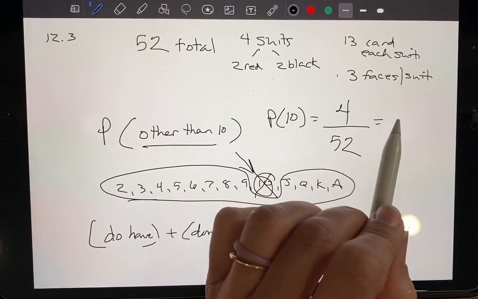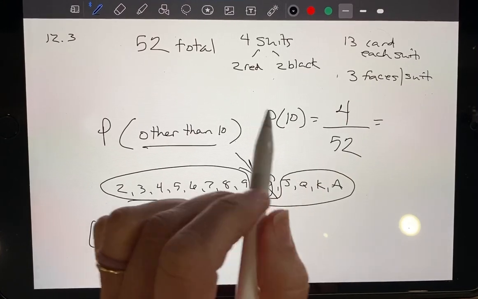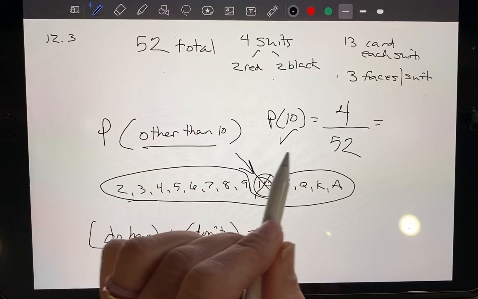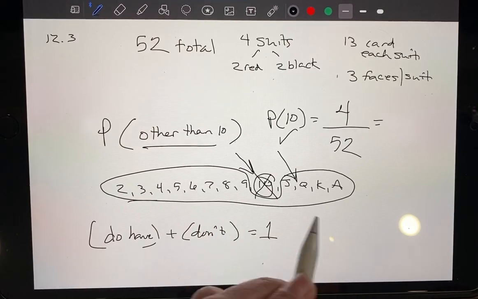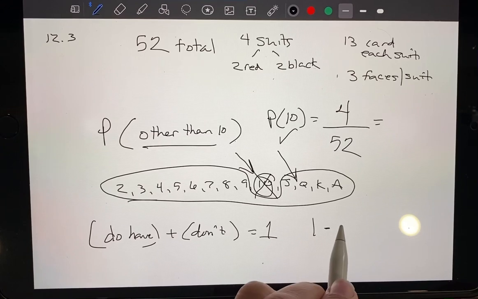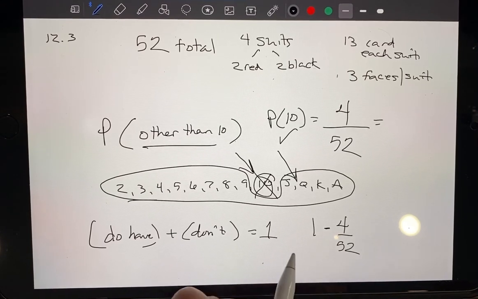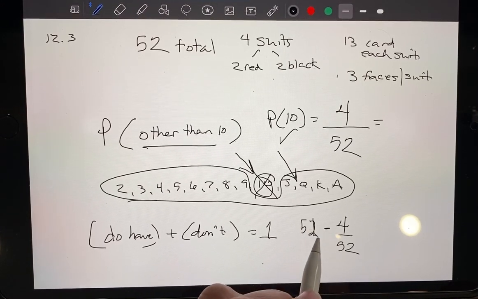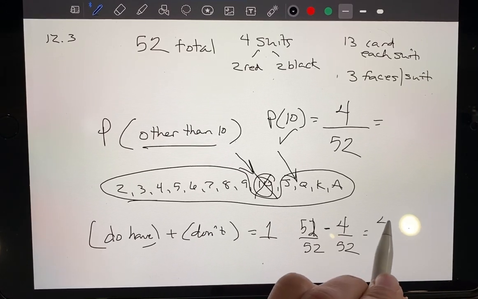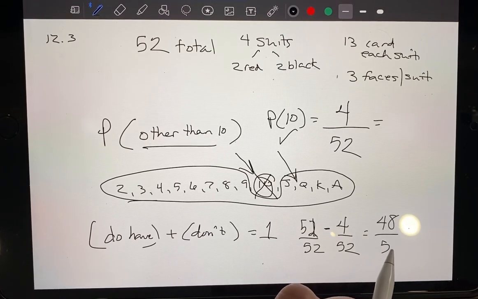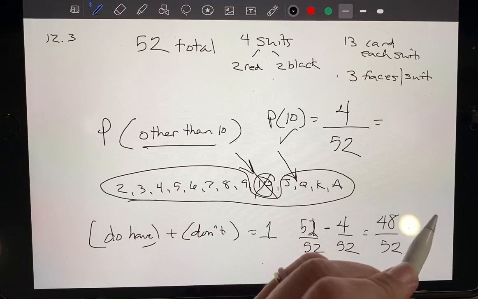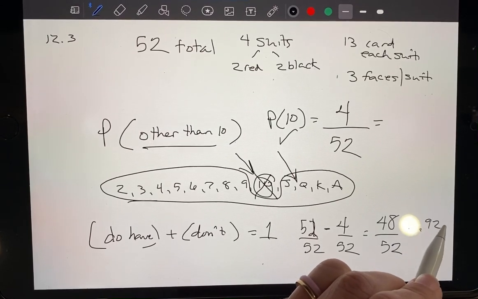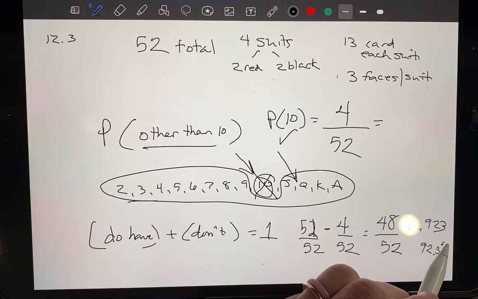So then when we find this, we're going to say this is the probability of drawing a 10, but they didn't ask me for that. They want the probability of not drawing a 10. So we're going to take 1 minus 4 over 52. So we're going to make this 52 over 52. And we're going to say I've got 48 over 52 is my probability of drawing a card other than 10. That gives us 0.923 or a 92.3% chance.